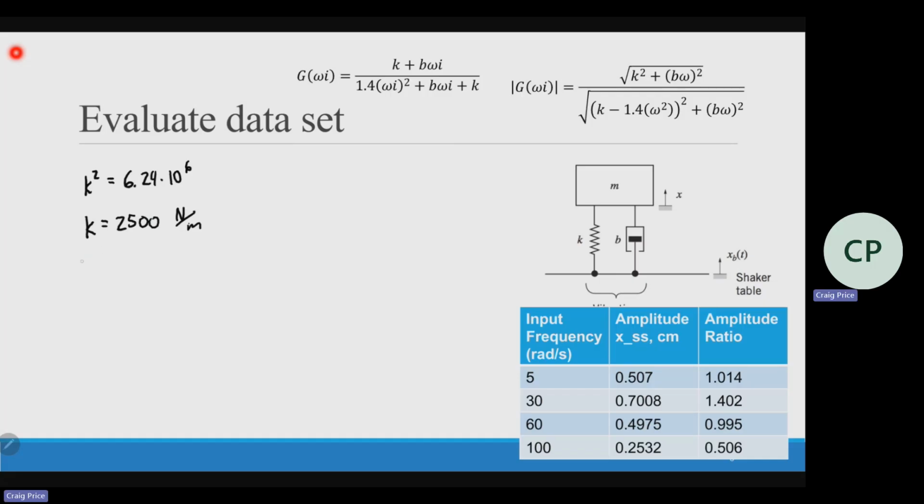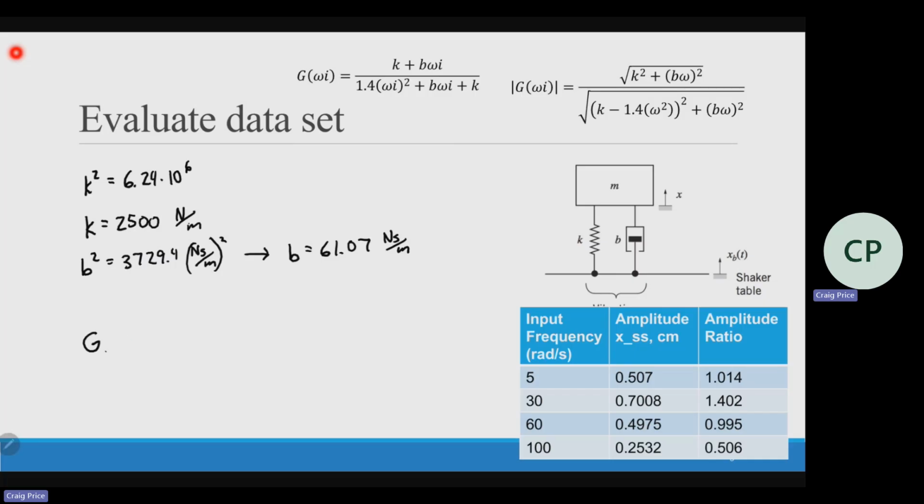And then B squared, I'd get 3729.4 newton seconds per meter. So therefore, B would be equal to 61.07 newton seconds per meter. So by running those three equations, we could solve for this. It's just based on experimental data.